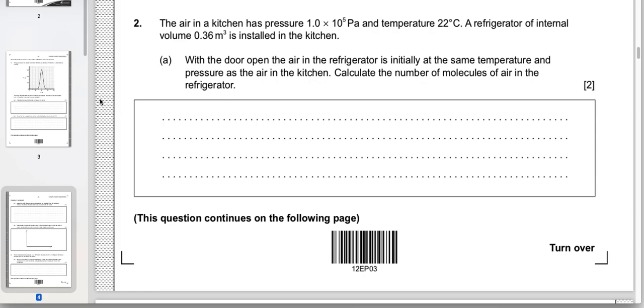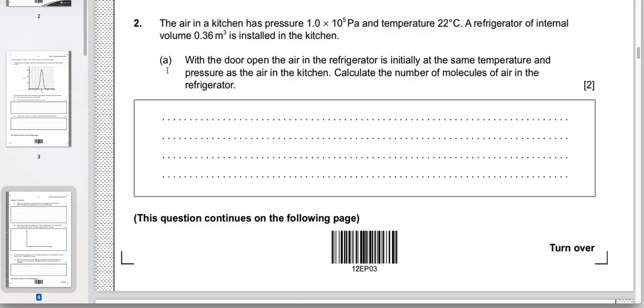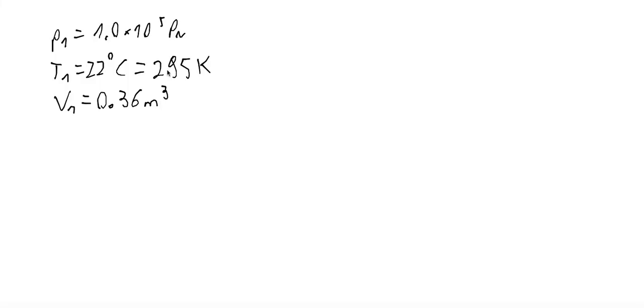And the refrigerator has an internal volume of 0.36 meters cubed. With the door open, the air in the refrigerator is initially at the same temperature and pressure as the air in the kitchen. Calculate the number of molecules of air in the refrigerator. So it's easy. You can use Clapeyron's equation.